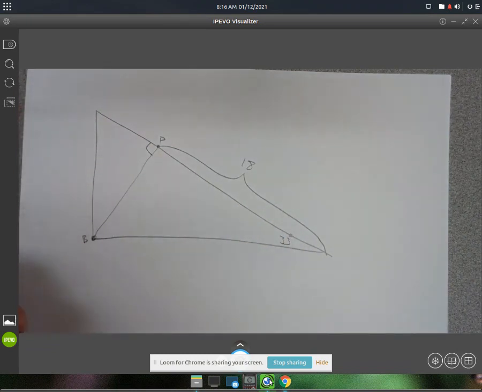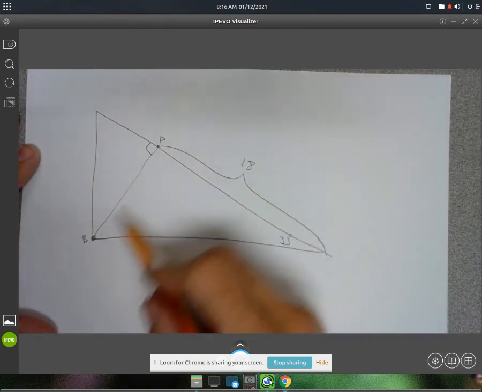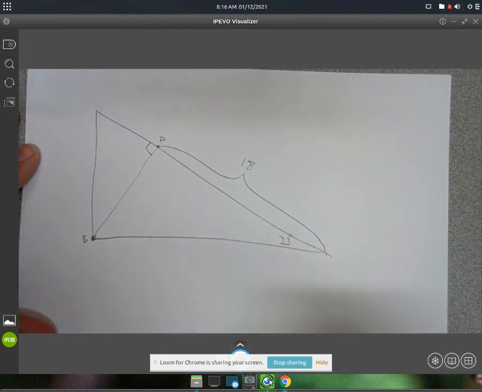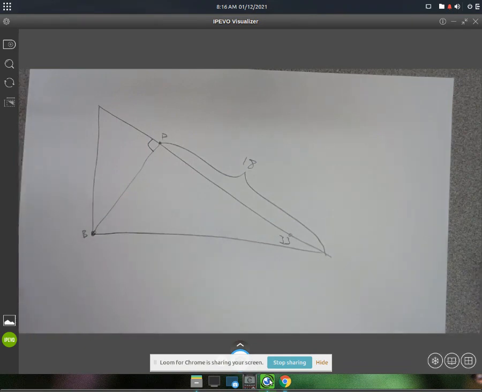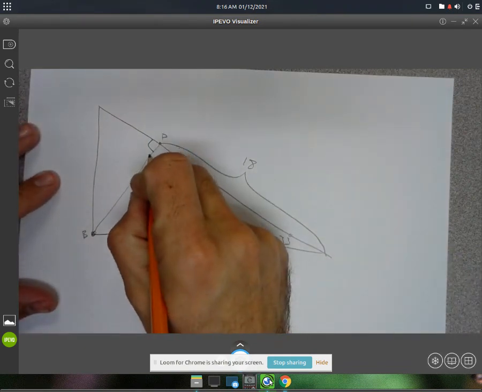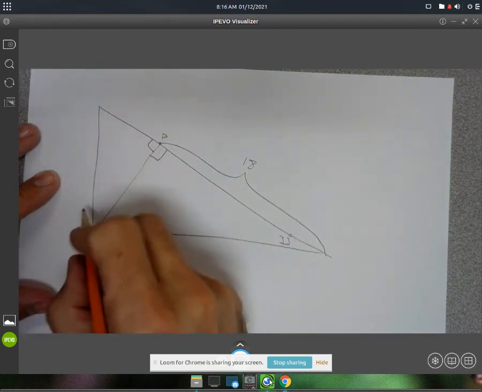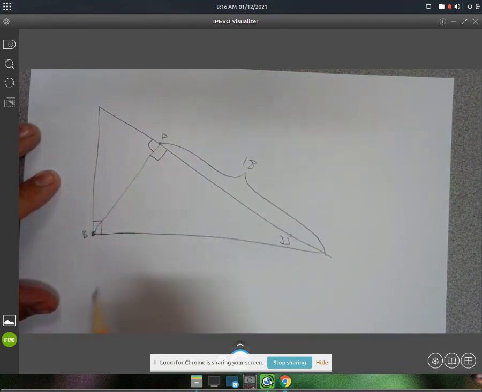Now, something that is true about right triangles: when you drop the altitude like this, you actually create other similar triangles. And here's why. Similar triangles are triangles that have the same angles. So we know that this is 90 right here, and we know that this is 90 right here. So that's already one angle.